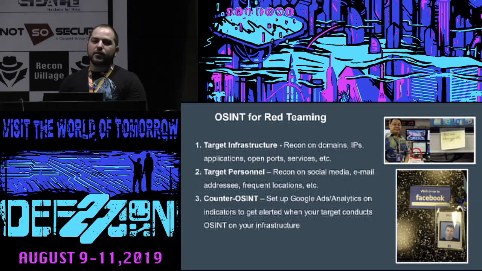Another technique you can use OSINT for is not directly doing OSINT against someone, it's using their OSINT against you. I like to call it counter OSINT, where you're setting up Google Ads or Google Analytics on some of your infrastructure to see if people are searching for it. So if I spin up a custom domain for a campaign and I send a payload to someone and it calls out to that domain, if I see someone matching an ad based on a keyword for that domain, there's a good chance that my target is aware that I'm looking at them or targeting them. And I can shift tactics from there.